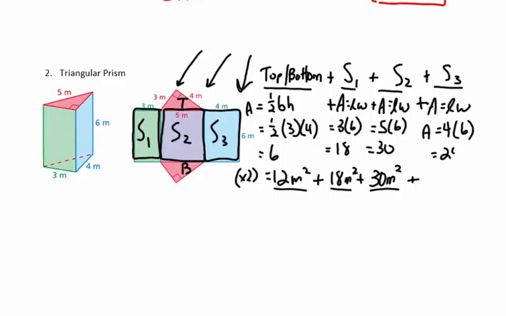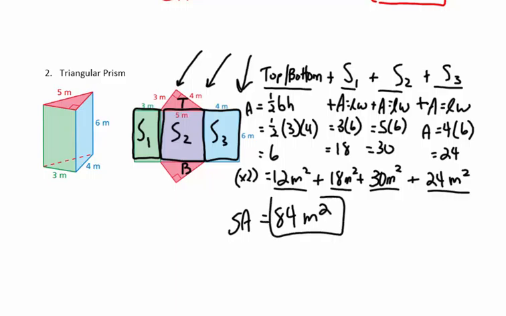Which is 24. So again, if we break it apart, it's really not a hard task, just finding the area of each piece and putting them all together. So our total is 84 meters squared. Make sure we have the label properly labeled, always squared because it's area.